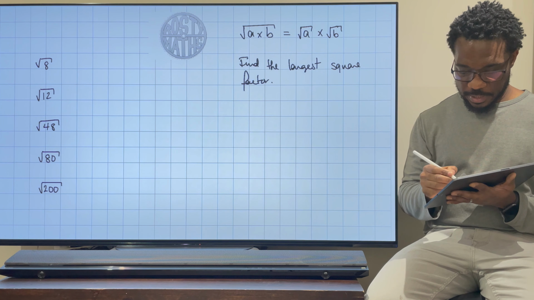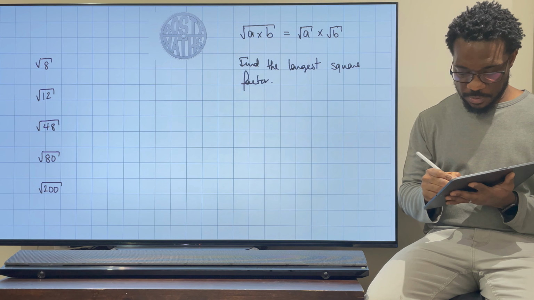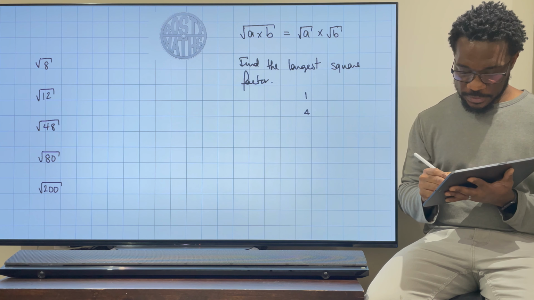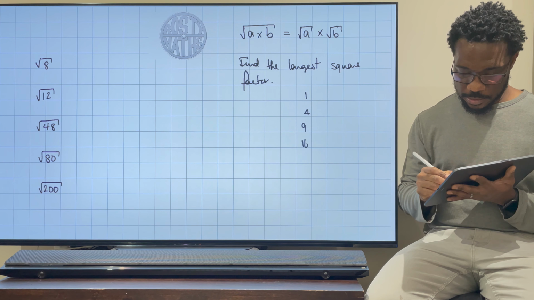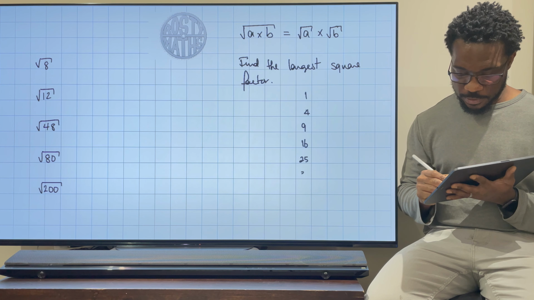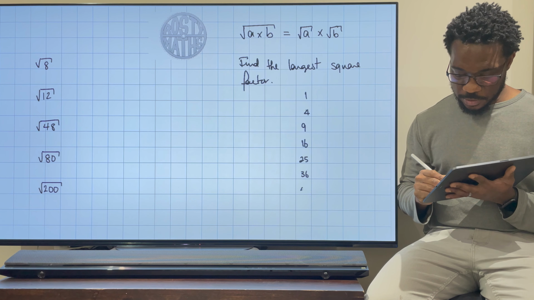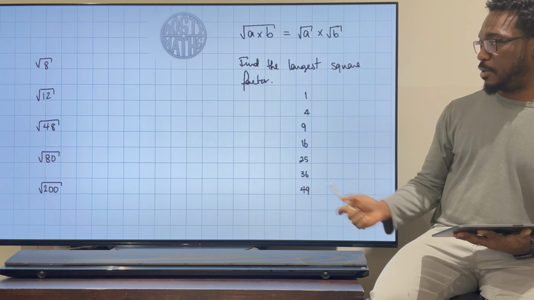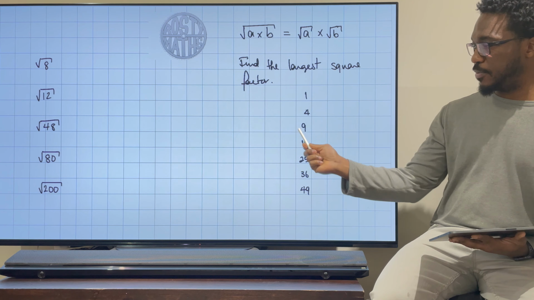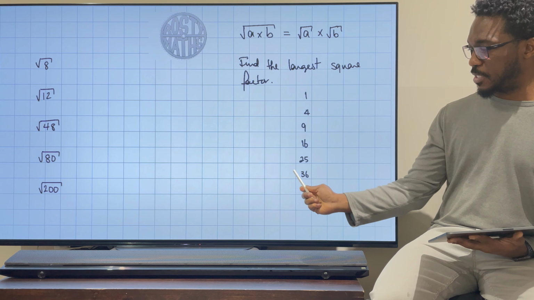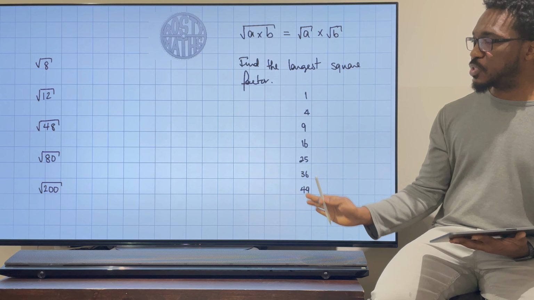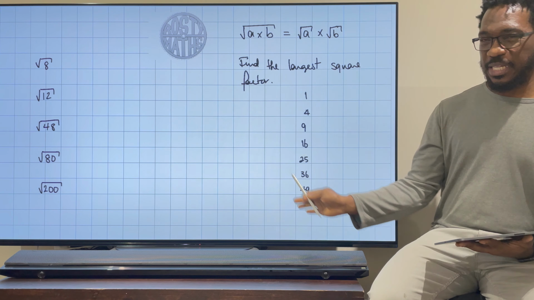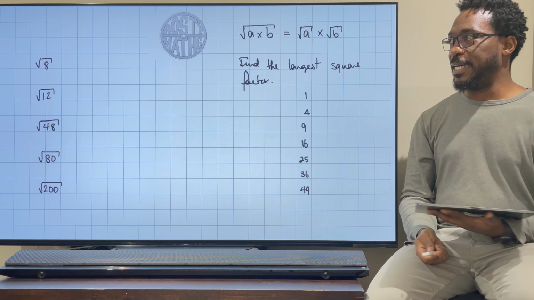So I'm going to put my square numbers. So that's going to be 1, 4, 9, 16, 25, 36. I'm going to stop here on 49. Okay, so that's 1 square, 2 square, 3 square, 4 square, 5 square, 6 square, and 7 square. So I'm going to stop there with those because I'm not going to need anything more than those over there.